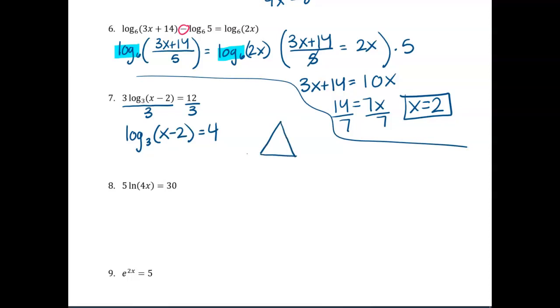And so log base 3 of x minus 2 equals 4. We could rewrite this and say 3 to the 4th equals x minus 2, right? 3 to the 4th equals x minus 2. 3 to the 4th is 81. So then x is 83.